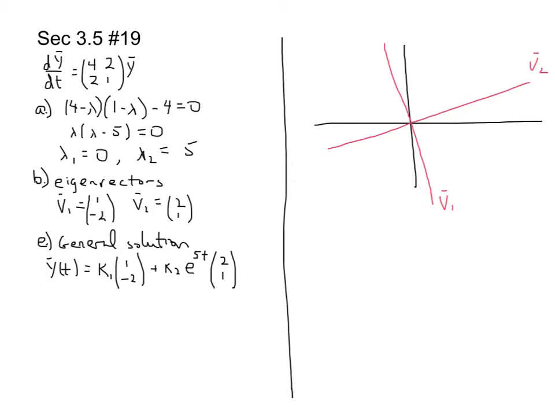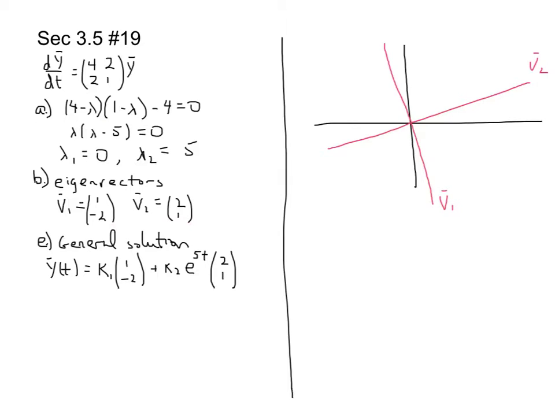This is problem number 19 from section 3.5. We are given our matrix, we have a linear system, we have our characteristic polynomial, and we find two distinct real eigenvalues. One of them is 0, lambda 1 is 0, and lambda 2 is 5. I won't go through the calculations of finding the corresponding eigenvectors, but you can check that (1, -2) is the eigenvector for lambda equal to 0, and (2, 1) is the eigenvector for lambda 2 equal to 5.